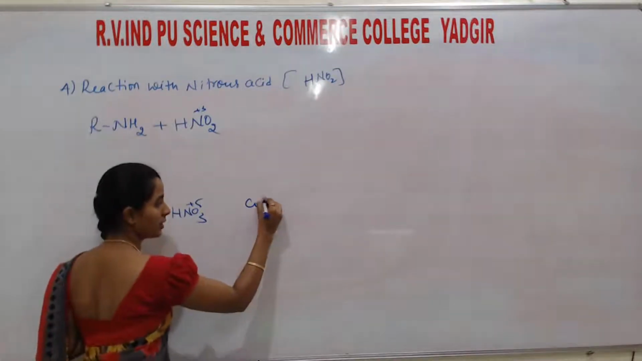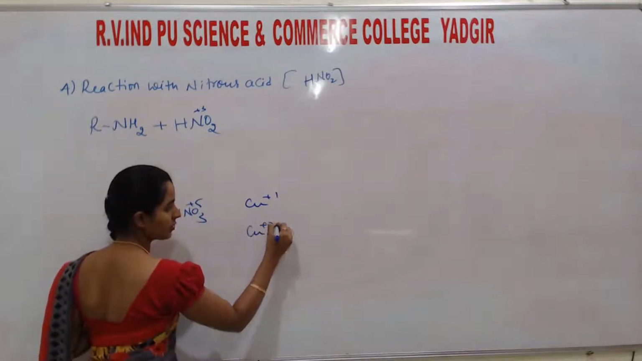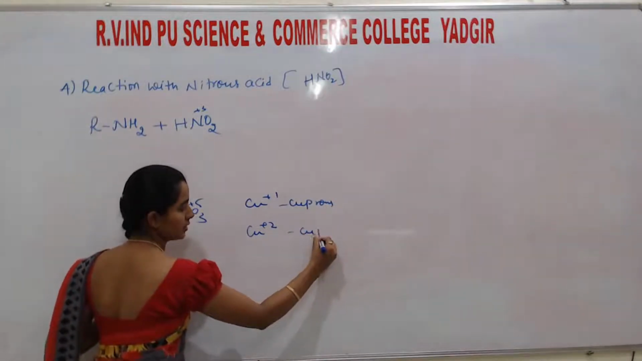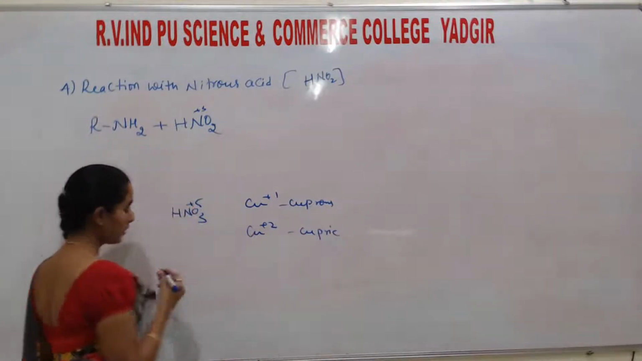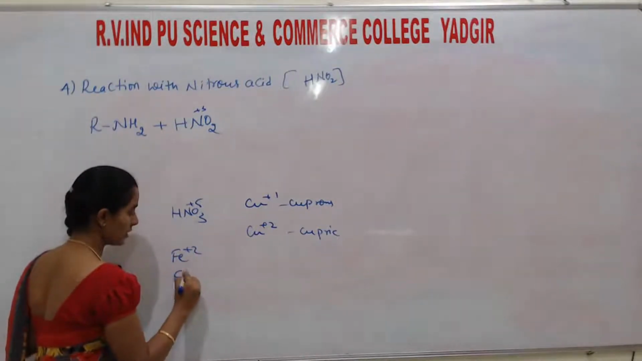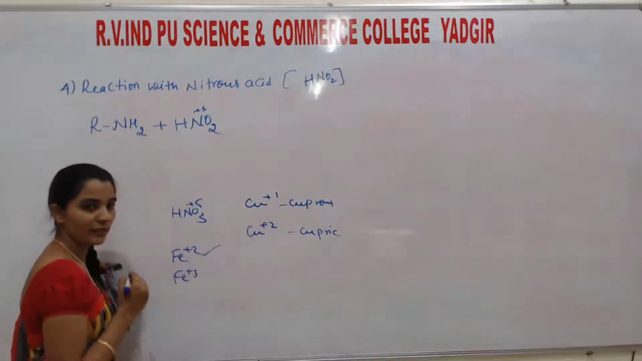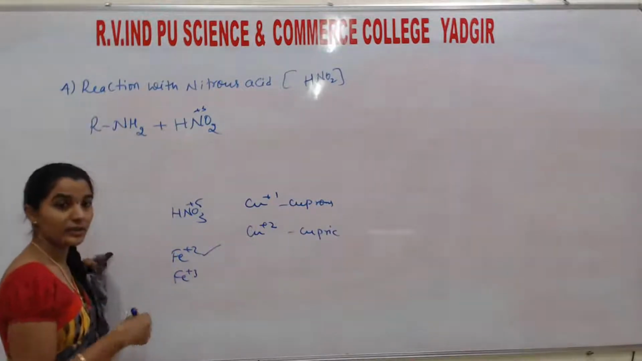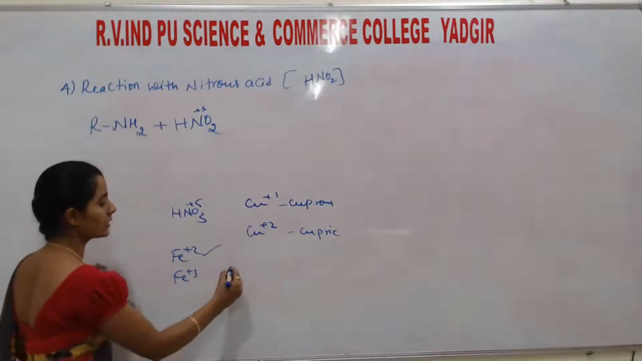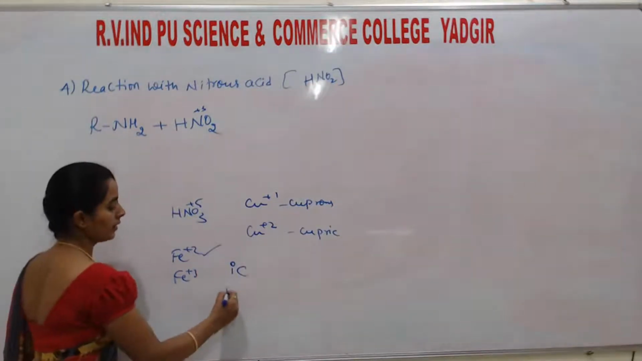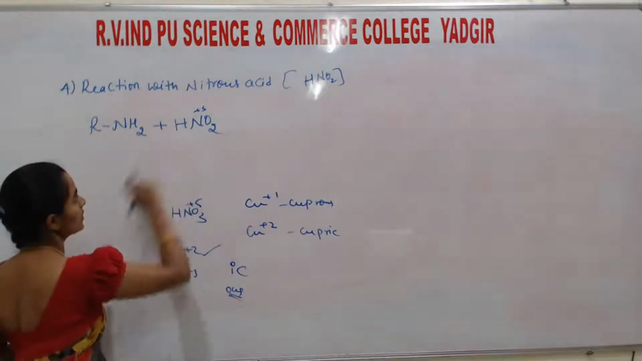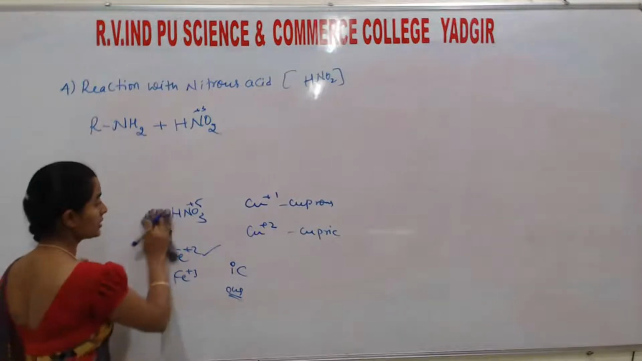Okay. So if copper is in the +1 state, it is called cuprous, and in the +2 state, it is called cupric. Similarly, for Fe+2 and Fe+3, Fe+2 is called ferrous and Fe+3 is called ferric. So the metals in the higher oxidation state end with -ic, and the lower oxidation state ends with -ous. Okay, so this one is nitrous acid.